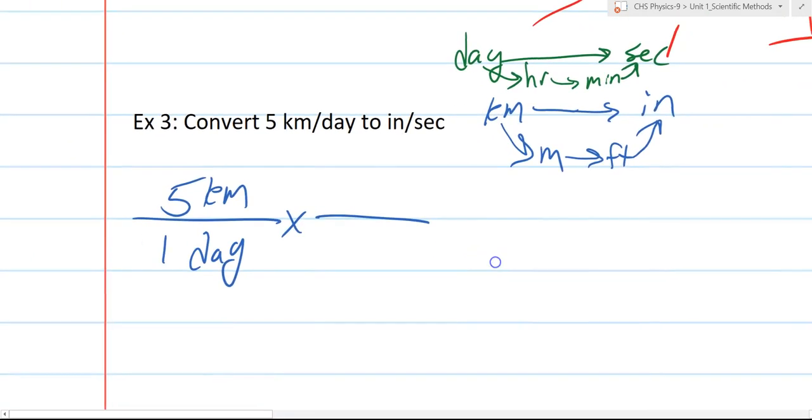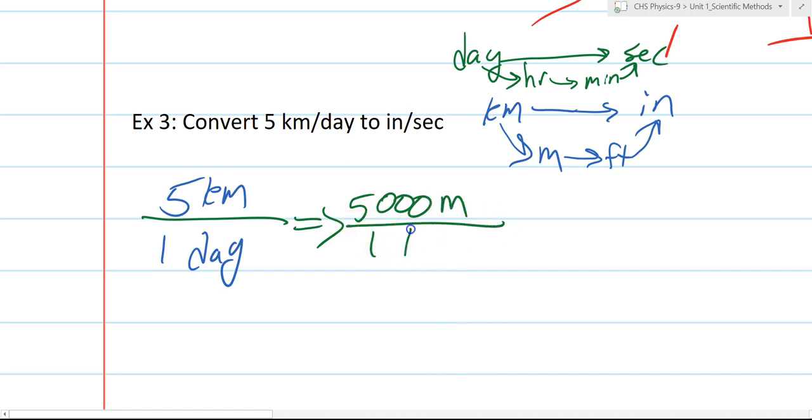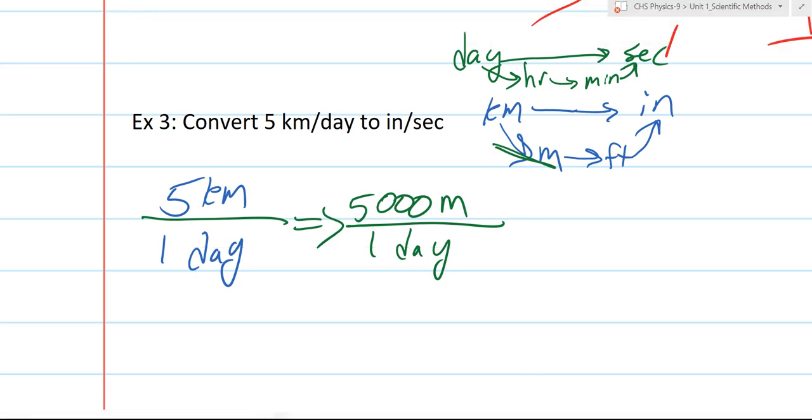Okay? So we can actually rewrite this. Sorry, if you use pen, you're going to want to rewrite that. We know that that's the same thing as saying 5,000 meters for every 1 day. Okay? So we took care of this first step here. Okay? I should have done this in blue. I apologize.